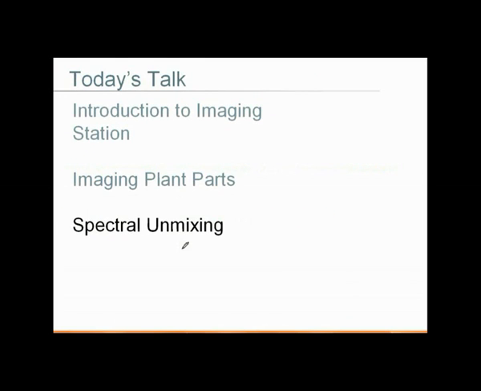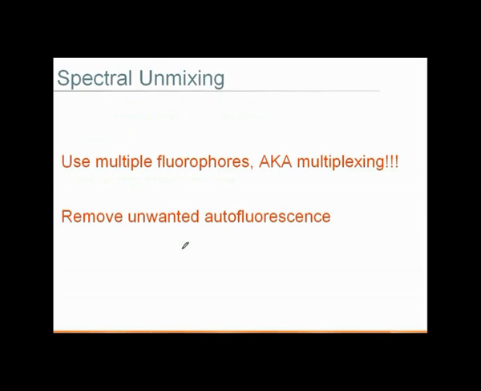Next, I'll move on to spectral unmixing. With spectral unmixing, we want to have the capability to do one of two things. One is to image multiple fluorophores at the same time, which is also known as multiplexing, even though they have overlapping excitation and emission spectra. The other reason is to remove autofluorescence. This is primarily what people use spectral unmixing for, frankly.